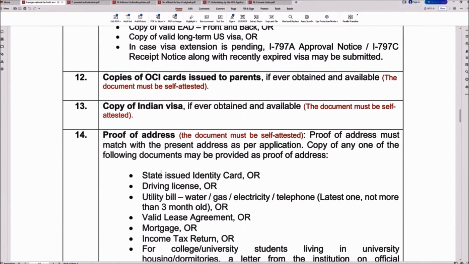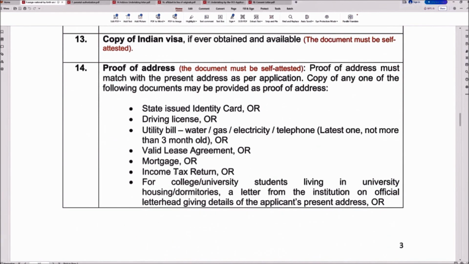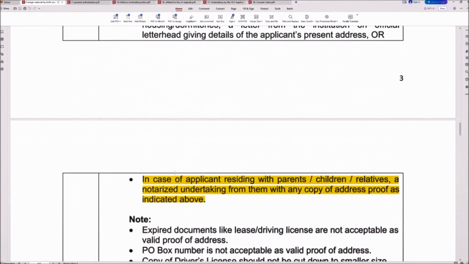Now comes the proof of address. The document must be self-attested. Now you need to see here, there has been a change in the new checklist regarding the proof of address. You not only provide the address proof copy such as driving license or a utility bill, but along with that, you also need to provide a notarized undertaking form.